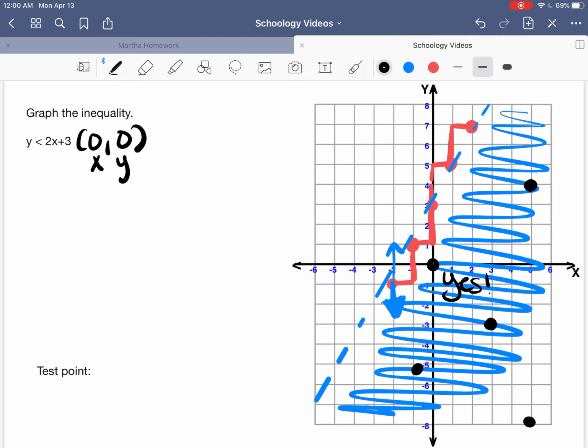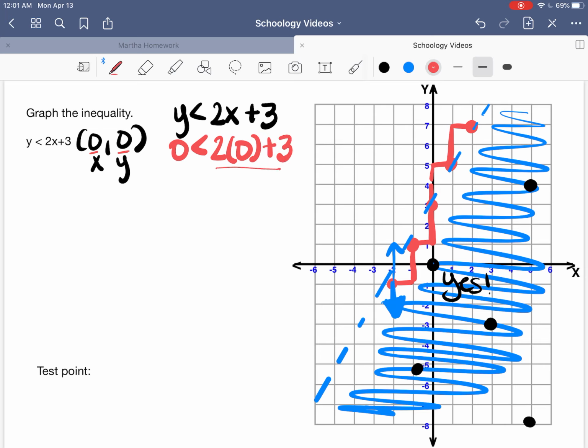So in your equation, where y is less than 2x plus 3, anytime I see a y, I'm going to replace it with 0. Anytime I see an x, I'm going to replace it with 0 as well. So here, instead of a y, I'm going to put in 0. 0 is going to be less than 2 times, instead of an x, I replace it with 0, plus 3. All right, and we're going to check if all of this gives me something that is greater than 0. But first, let's do 2 times 0.